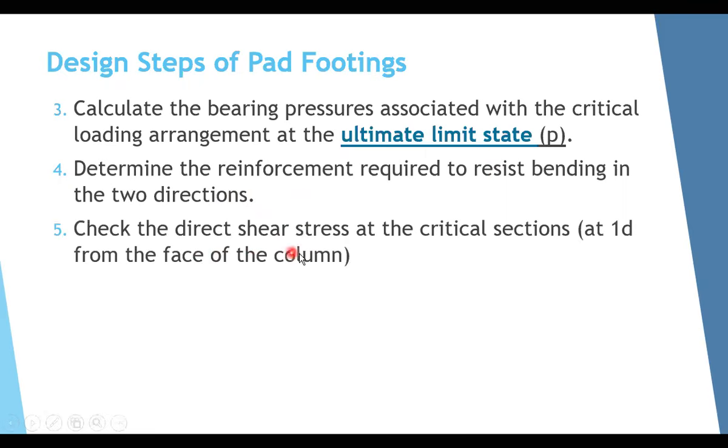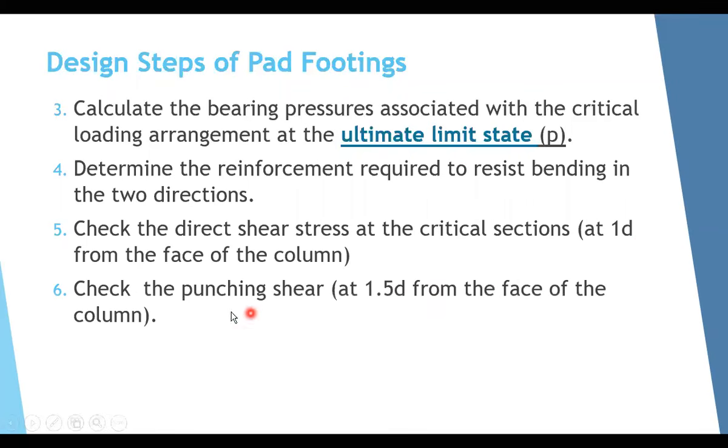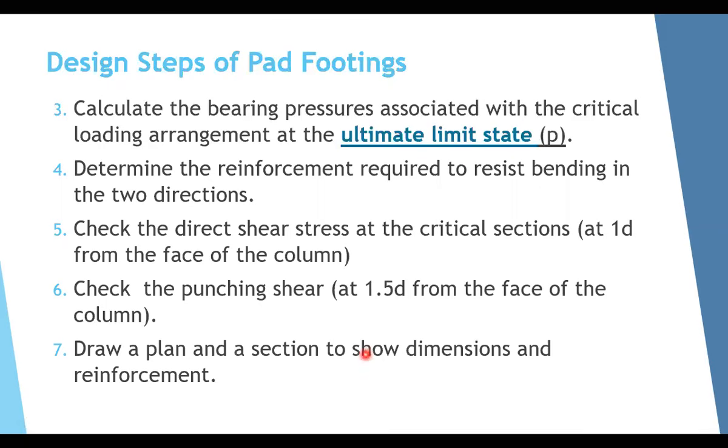Then we have to check the direct shear stresses at the critical section of direct shear, which is at a distance 1D from the face of the column, where D is the effective depth of the footing. Then you have to check for punching shear at a distance 1.5D from the face of the column, as we explained earlier. Then we have to draw a plan and a section to show dimensions and reinforcement.